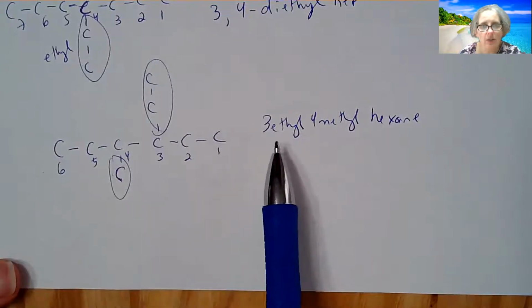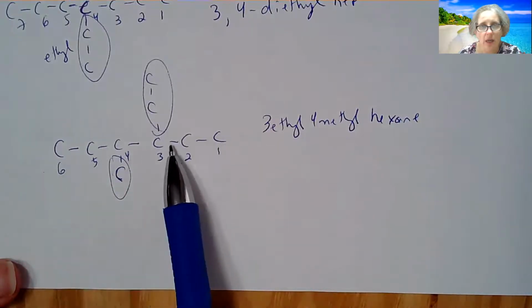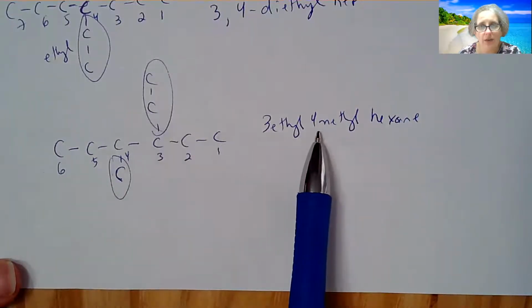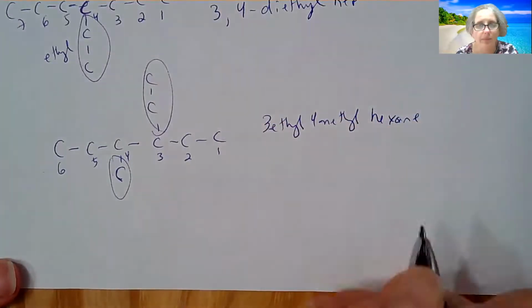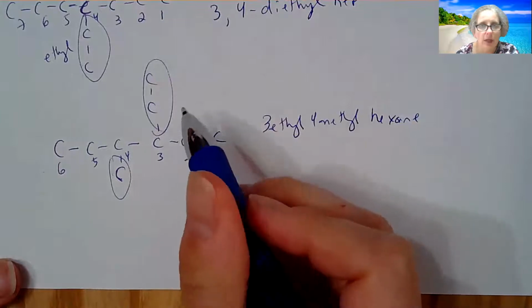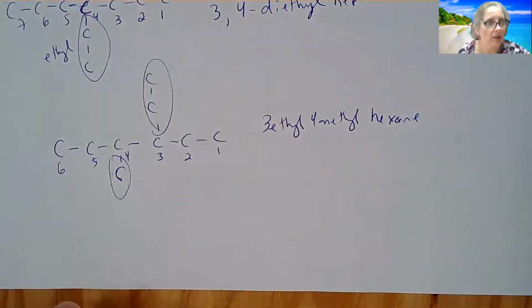So the tie is going to go to the alphabet. That means I'm going to start numbering over here on the right versus the left. So it's going to be called 3-ethyl-4-methylhexane. And again, I forgot my dashes in between them. You will see I do that all the time. So please understand that alphabet is going to be a premier thing that we are going to be talking about.